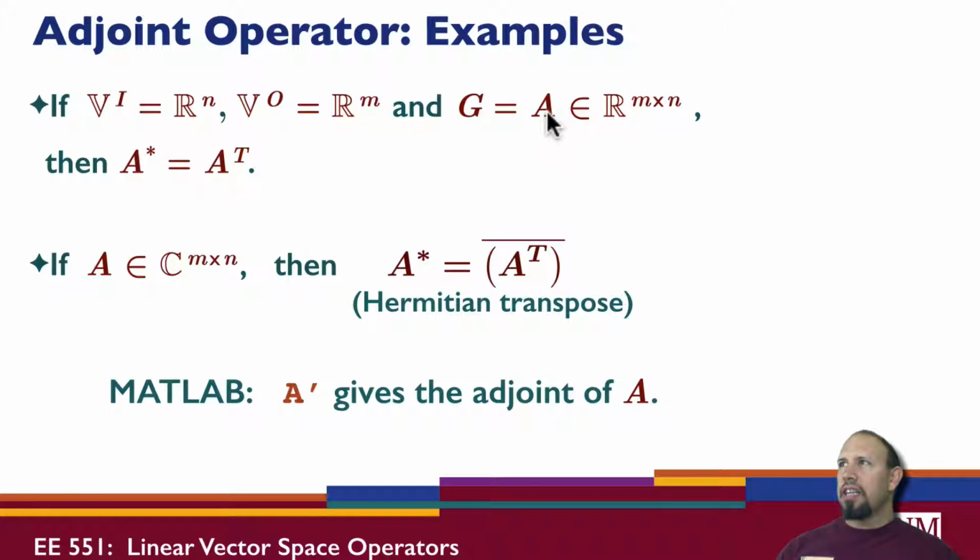So here G is an m by n matrix. Our input space is n-dimensional and our output space is m-dimensional. We can go through and show that the adjoint operator is actually A transpose. If A is complex, then the adjoint operator is the transposed conjugate, what is referred to as the Hermitian transpose. So if you have a matrix A defined in MATLAB, A with an apostrophe gives the adjoint of A. So some important things going on there.